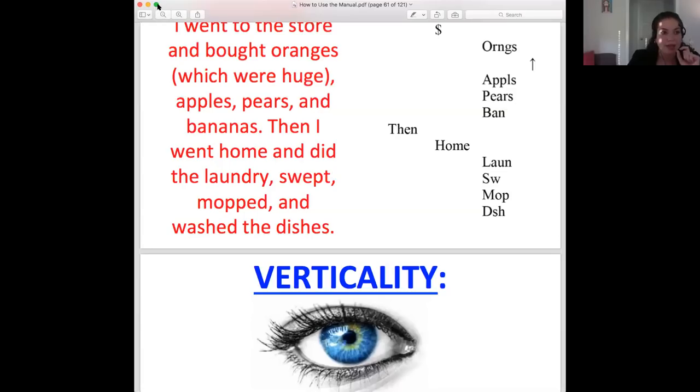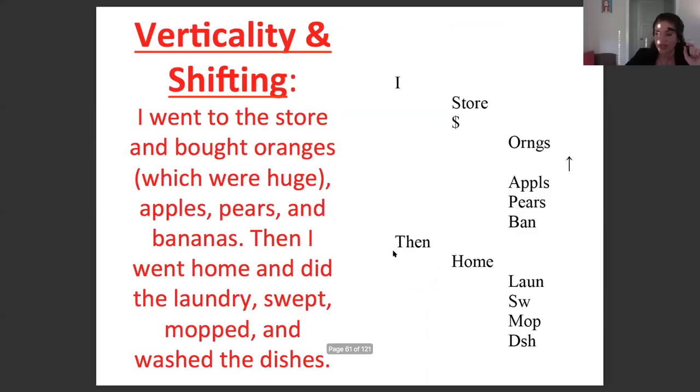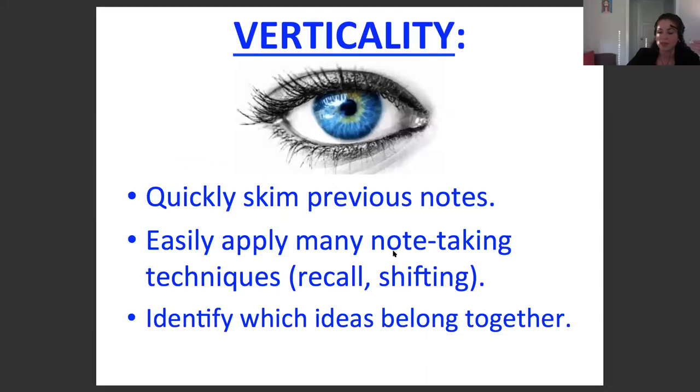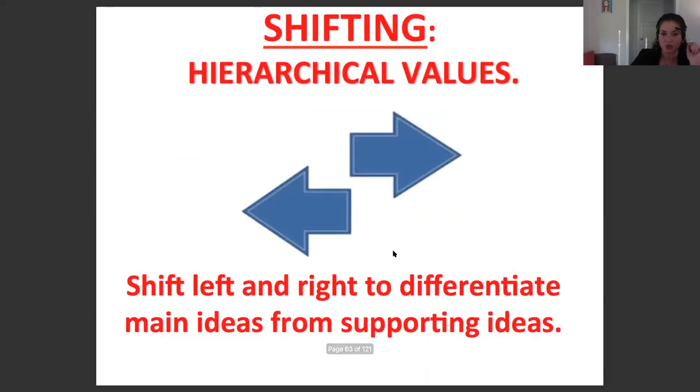Now, one of the advantages verticality offers is that it allows you to quickly skim your previously written notes. And this is going to come in handy for other techniques that we're going to look into. It allows you to apply many note-taking techniques. We're going to look at the recall line and the shifting. And it allows you, most importantly, to know which ideas belong together. Sometimes you have all the elements there, but you don't know quite how to weave them together. Shifting and verticality lets you do that.